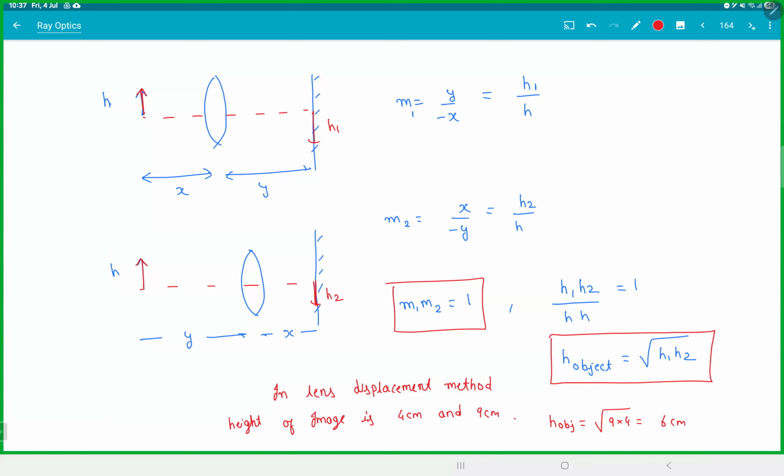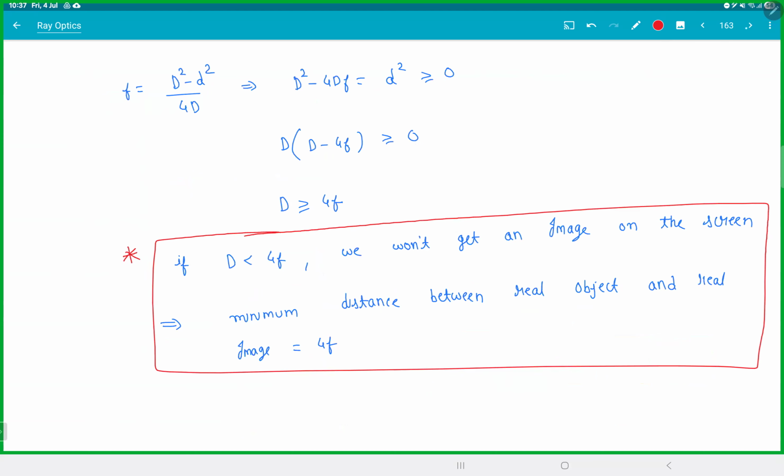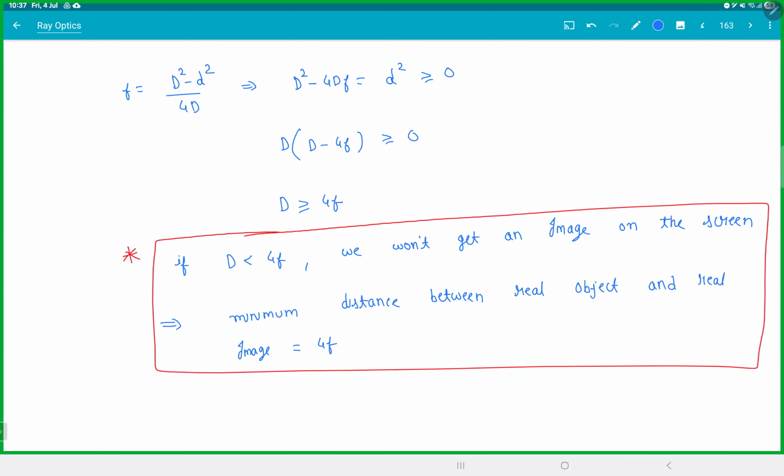Clear with this? That is the complete experiment. They can ask you 5 questions. Find the focal length, find the minimum distance between the screen for it to work, and find the minimum distance between object and image, product of magnification, and height of the object. Clear with this? This experiment is quite important. Any doubts on the experiment?